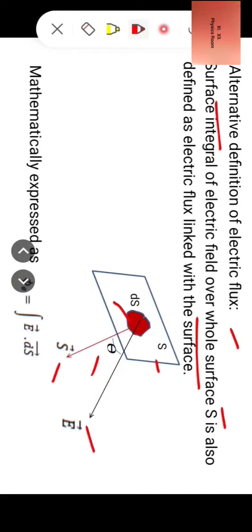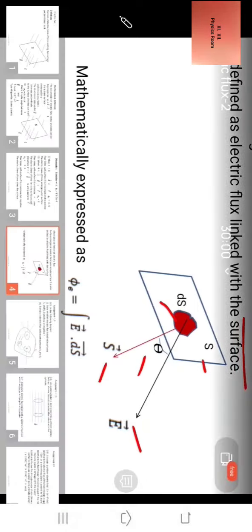So how do we mathematically write this expression of electric flux? Phi E is equal to integral E dot ds, and when we integrate over surface S, then phi E would be equal to E dot S. This is how we alternately define electric flux in terms of integration.